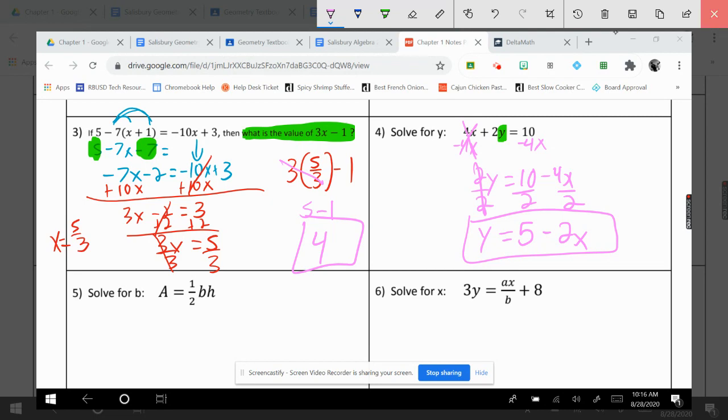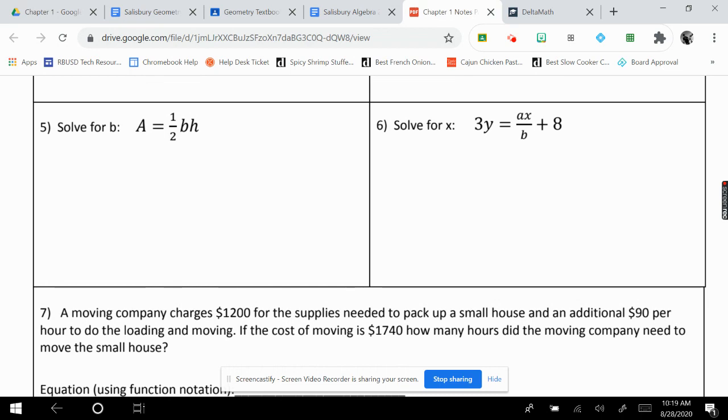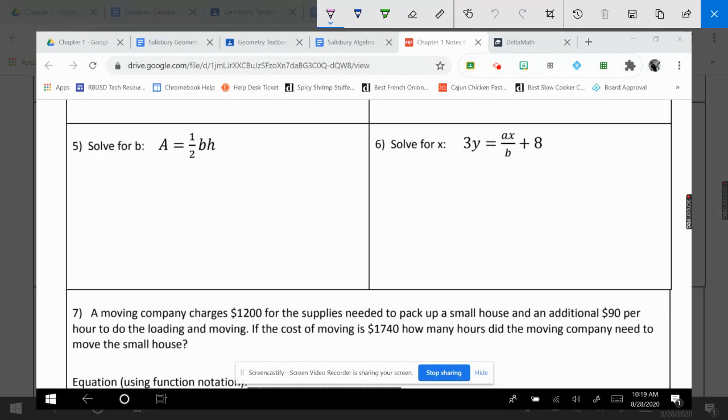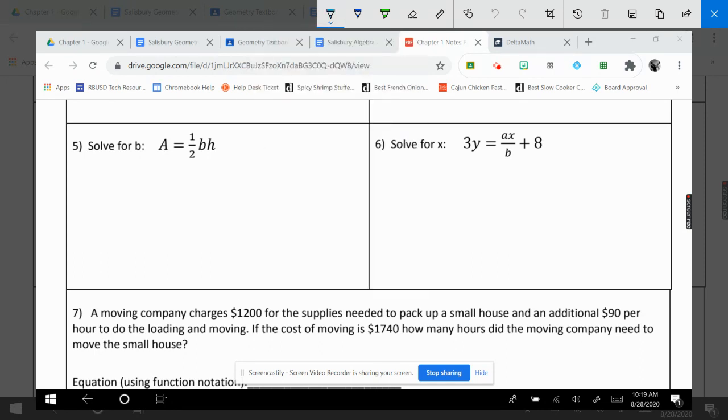Moving on, solving for b in this: a equals 1/2 base times height. If you guys don't remember what that is, 1/2 base times height is the area of a triangle. So let me change colors here. Sorry for slight delay there.